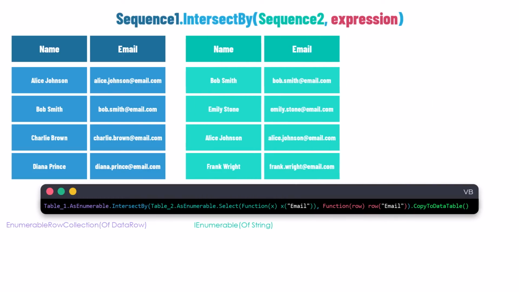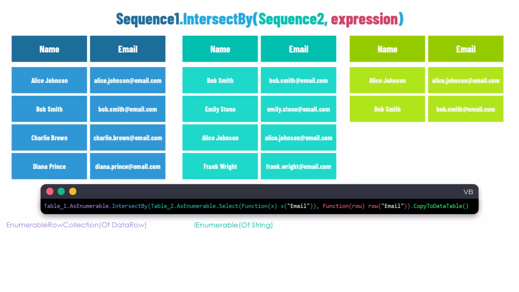The result of this query will be the following table, which contains only these two rows, because the emails are available in both tables. So, Alice Johnson and Bob Smith attended both event A and event B, making them the common guests between the two events based on their email addresses. This is how the first overload of the IntersectBy method works.